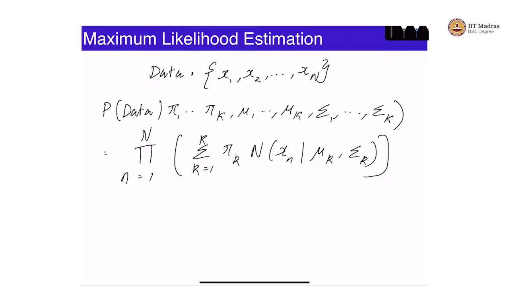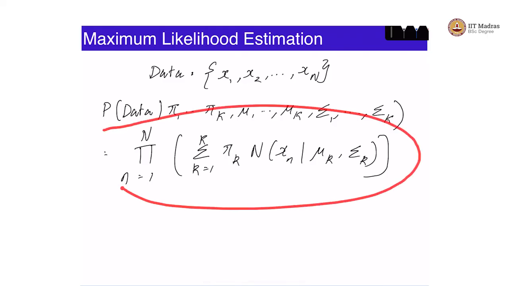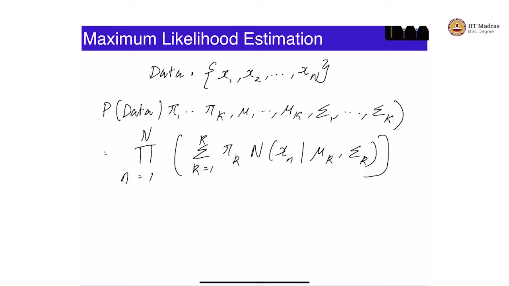What do you want? You want to find the parameters pi k, mu k, and sigma k that maximize this term. That's a meaningful thing to ask. You want to maximize the likelihood. Once again, you can do the same thing that we have been doing with maximum likelihood. Instead of maximizing the likelihood, we will minimize the negative log likelihood. You could do that.